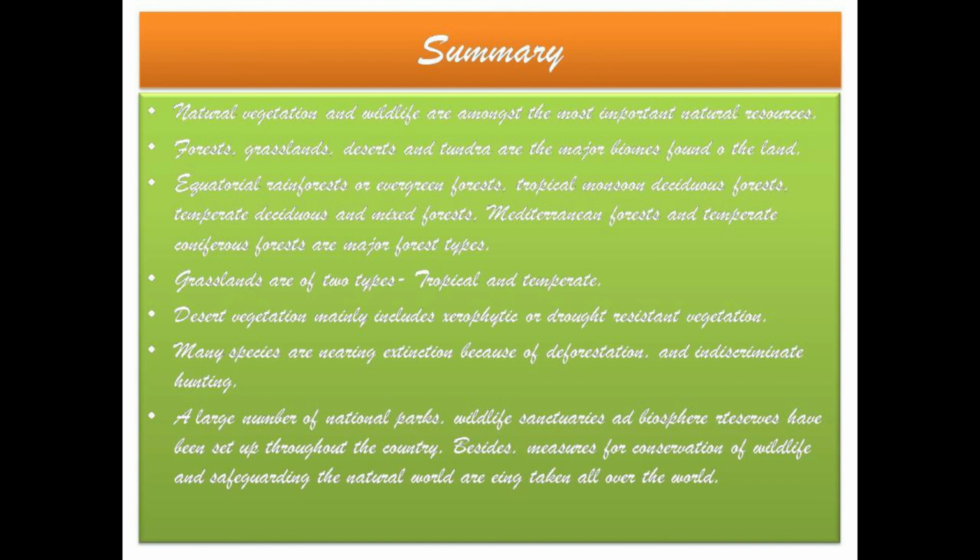Grasslands are of two types, tropical or temperate. Desert vegetation mainly includes xerophytic or drought resistant vegetation. Many species are nearing extinction because of deforestation and indiscriminate hunting. A large number of national parks, wildlife sanctuaries, and biosphere reserves have been set up throughout the country. Besides, measures for the conservation of wildlife and safeguarding the natural world are being taken all over the world.